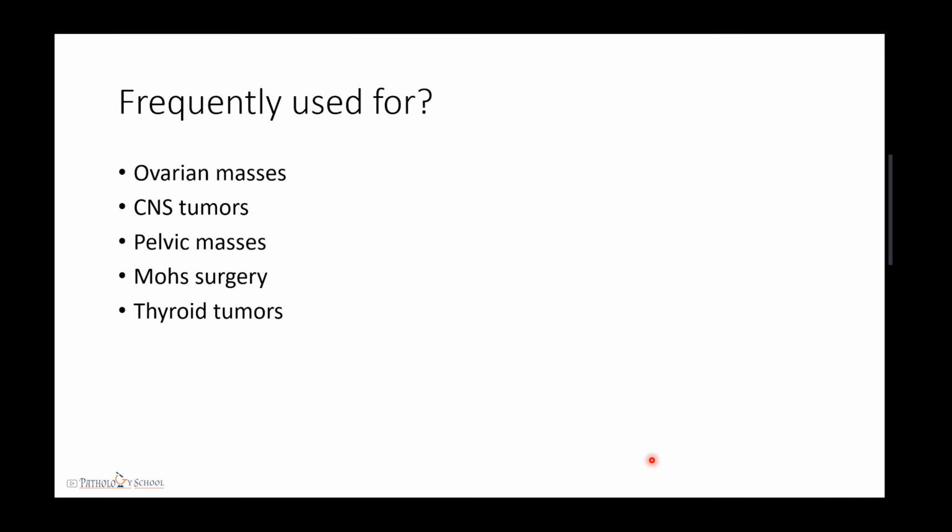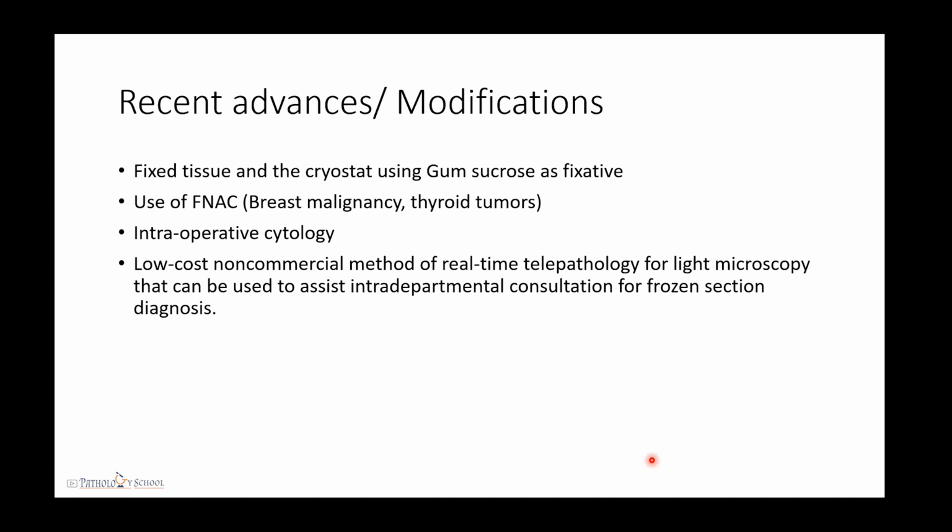Frozen sections are frequently used for ovarian masses, for CNS tumors, for pelvic masses, in cases of melanoma for resection margin or BCC, and also in thyroid tumors.